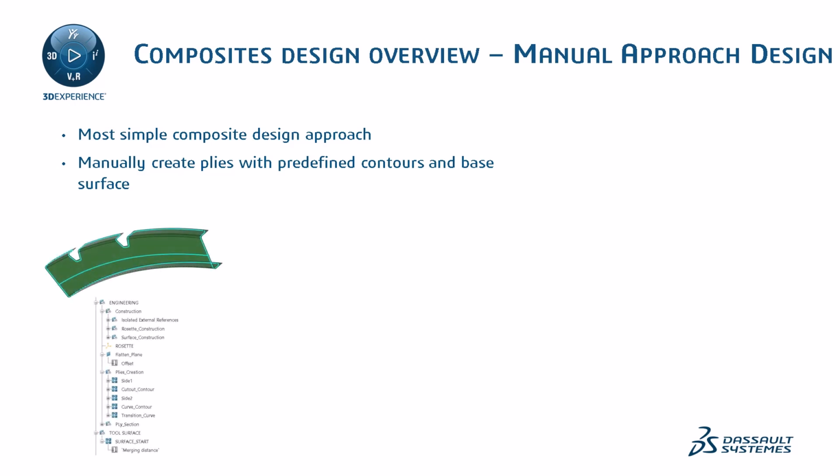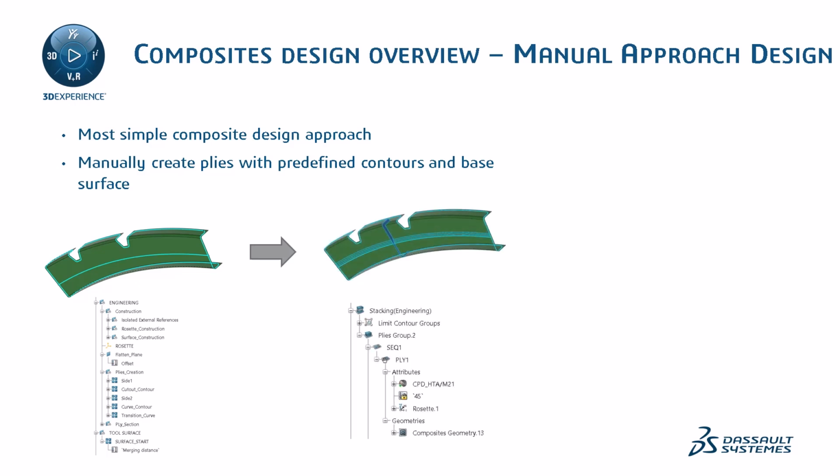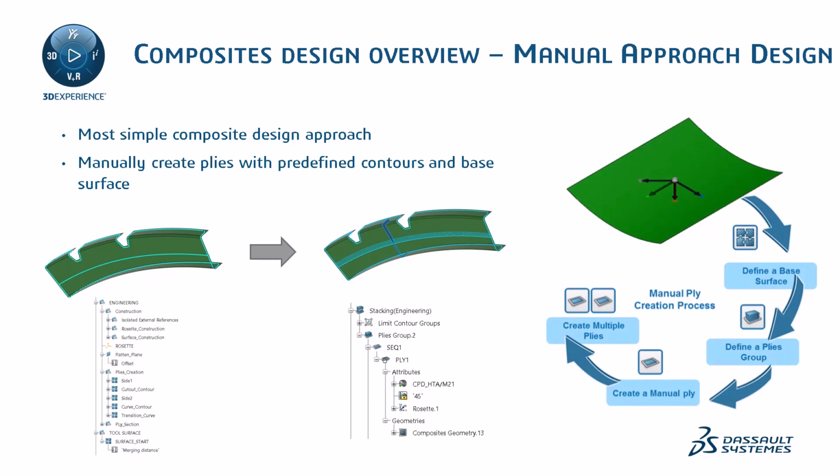The manual design approach is the simplest approach within 3D Experience composites. This approach is typically used when design complexity is low, meaning a small number of plies, ply drop-offs are minimal, etc. For this approach, the user defines each ply manually using contours and support surface.